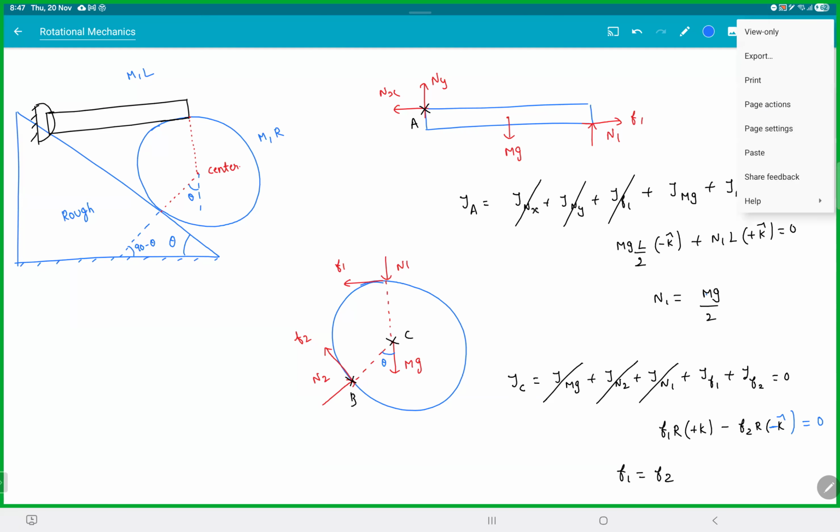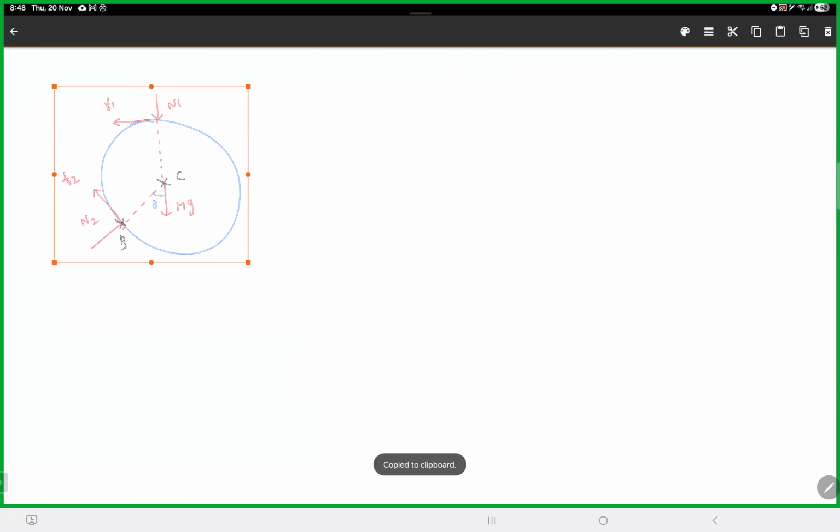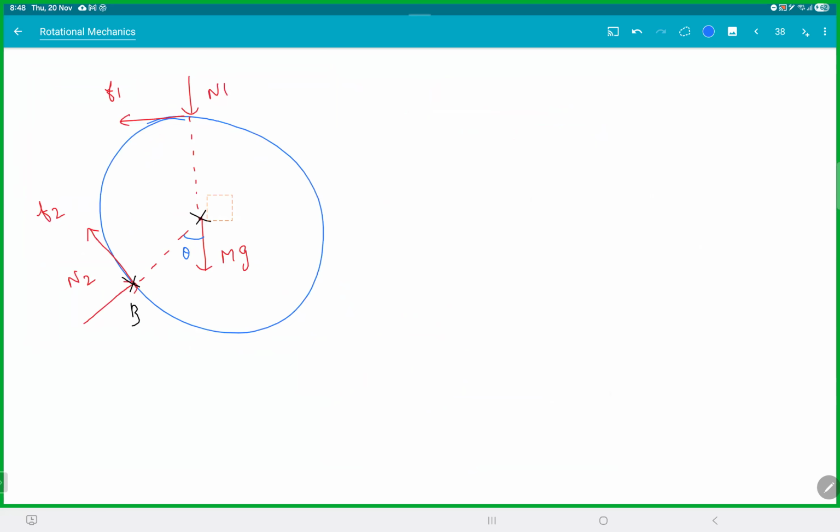Let's see the thing. So you're trying to take torque about B, right? So we need perpendicular distances. So extend the vector, drop the perpendicular. Remember, this is radius R. So this distance will be R sine theta. Similarly, this distance will be R cos theta, and this distance will be R. So that will be the perpendicular distance to F1.